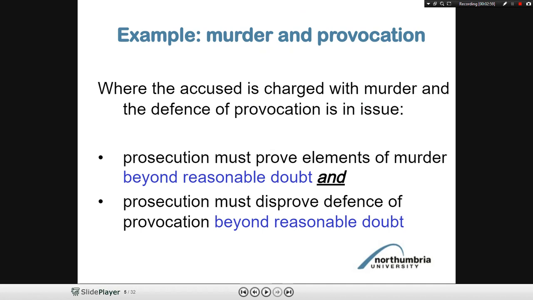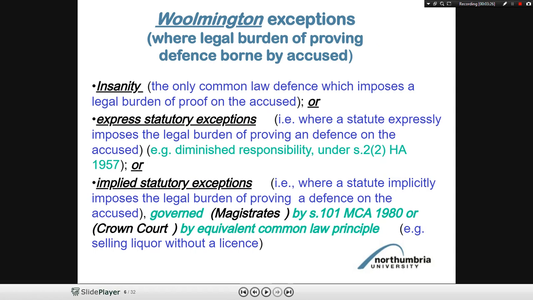Examples: murder and provocation. Where the accused is charged with murder and the defense of provocation is an issue, the prosecution must prove the elements of murder beyond reasonable doubt, and the prosecution must disprove the defense of provocation beyond reasonable doubt. Where the legal burden of proving a defense is borne by the accused.